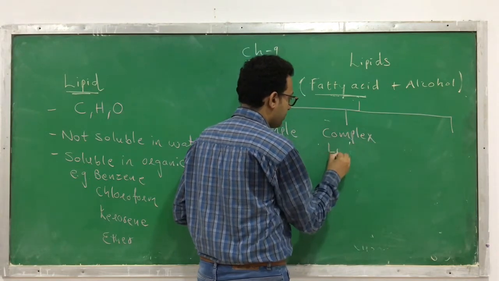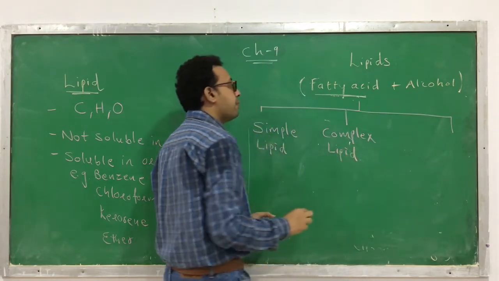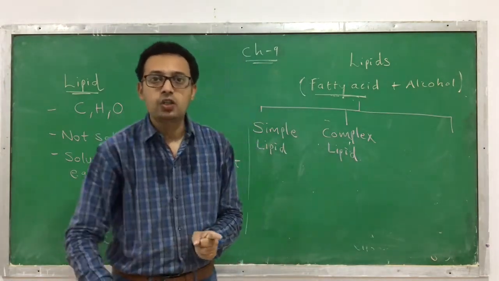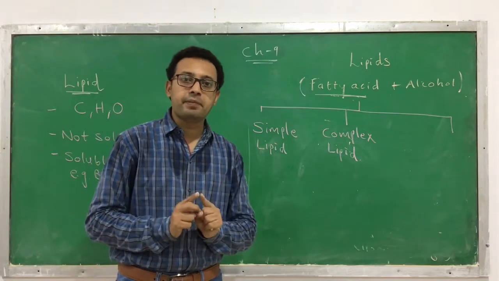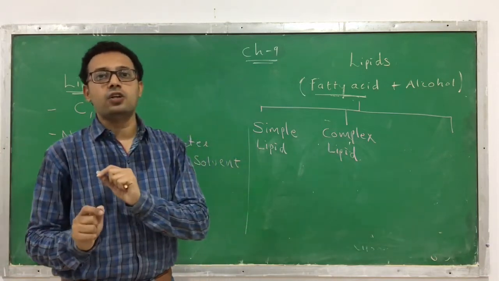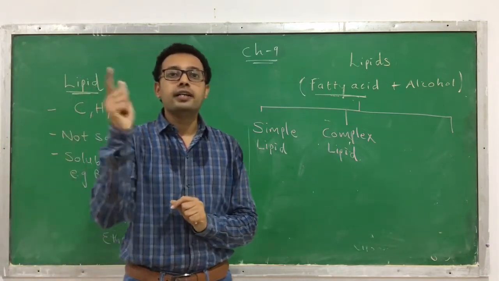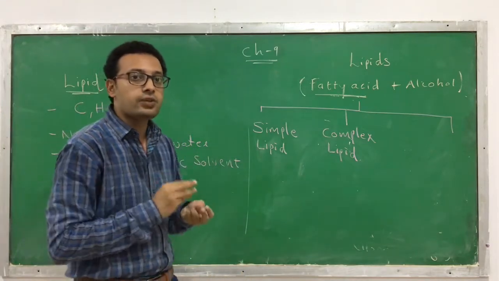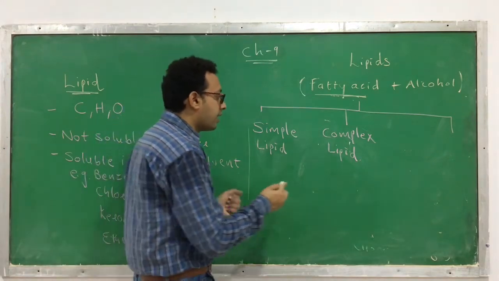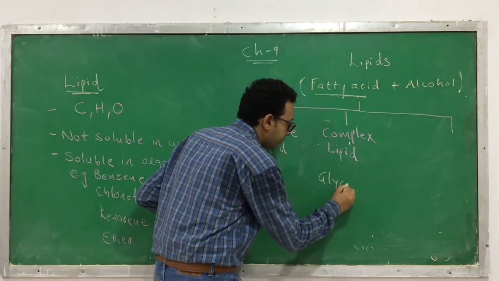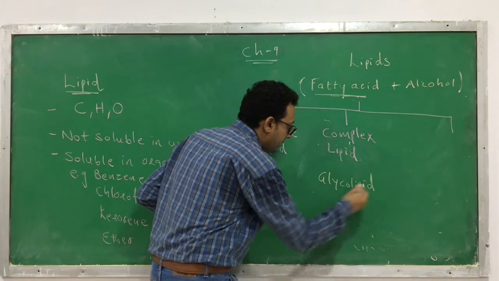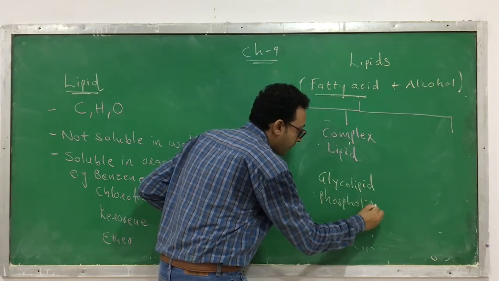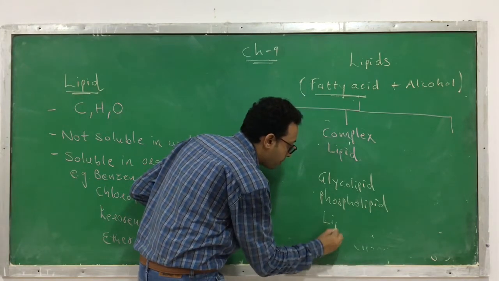Complex lipid. So what does the complex lipid contain? Complex lipid contains fatty acid and alcohol, like a simple lipid, but along with fatty acid and alcohol, they also contain a non-lipid constituent. I will tell you the examples of this, like glycolipid, or you can say a phospholipid, or you can say a lipoprotein.